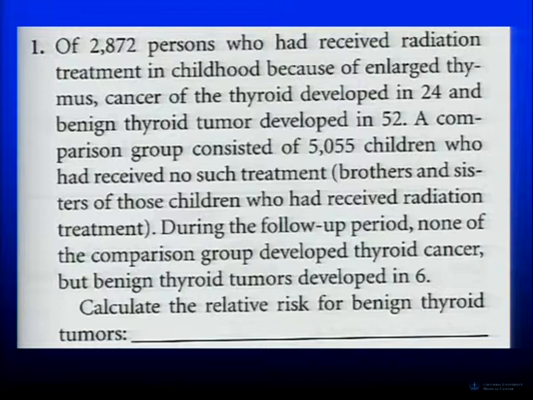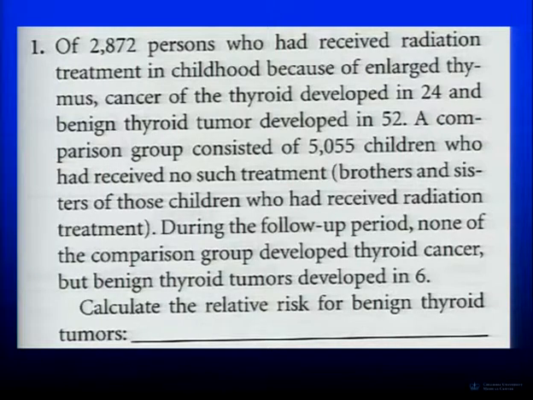Okay, of 2872 people who had gotten radiation treatment in childhood because they had an enlarged thymus, 24 people developed cancer of the thyroid, and there was a benign thyroid tumor in 52. There was a comparison group of 5,055 children with no such treatment. During the follow-up period, none of the comparison group developed thyroid cancer, but benign thyroid tumors developed in 6. So can you tell me what kind of a study this is? It's like a retrospective cohort because they put the records together from who got radiation or not in the past.